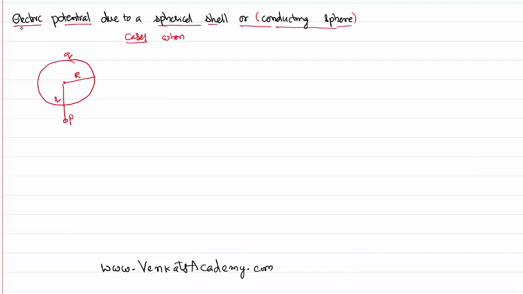when the point is outside. That means the location of the point, r, is greater than the radius of that spherical shell. We have already derived that due to a spherical shell, electric field intensity is 1 by 4 pi epsilon naught q by r square. It simply behaves as if like a point charge for an outside point due to a spherical shell.